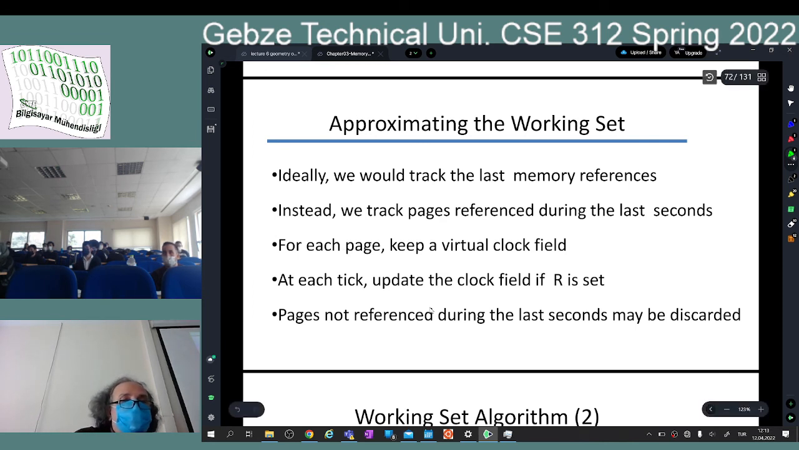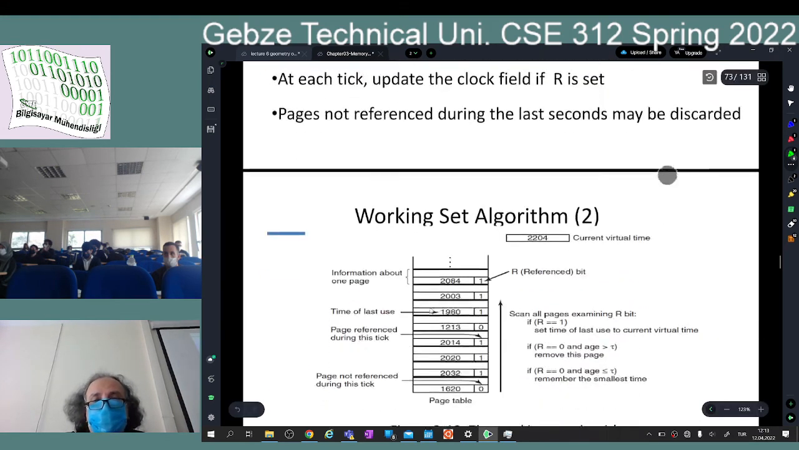For each page we are going to keep a virtual clock field like we did before. At each clock tick we update the clock field if R is set, and pages not referenced during the last seconds will be discarded. So what did I do? Well, this looks very much like the NFU with aging. Yeah, it is very similar. I have a slight difference, and you are going to see it in the code that I'm going to show you.